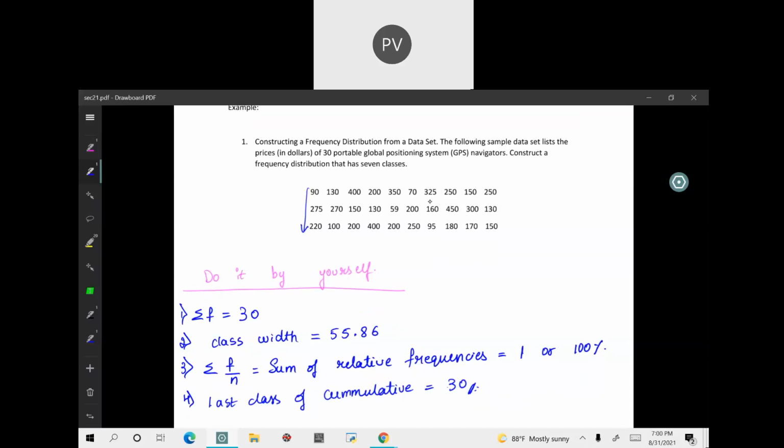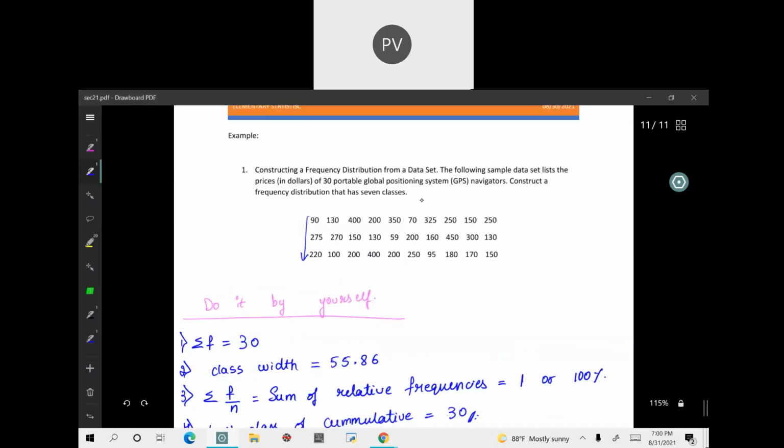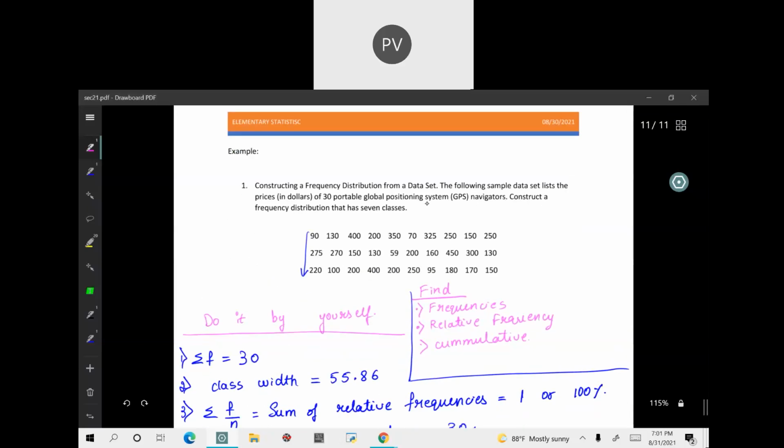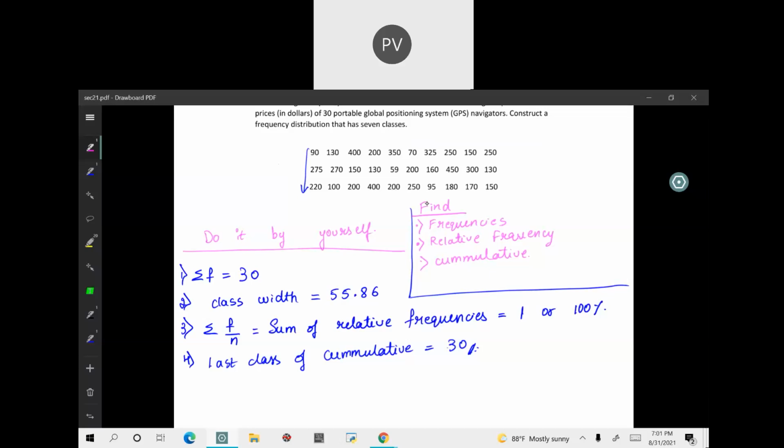You will have to find the frequencies, relative frequency, and cumulative. So this is about your section 2.1, frequency distribution table.